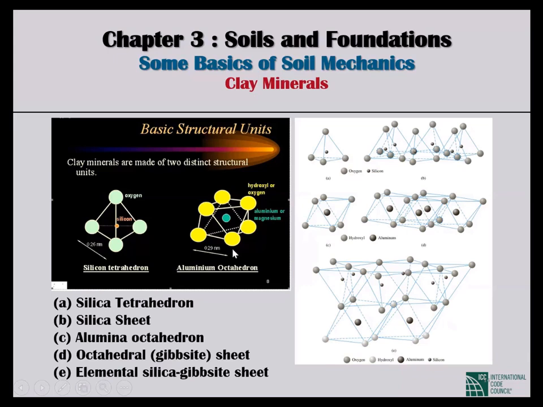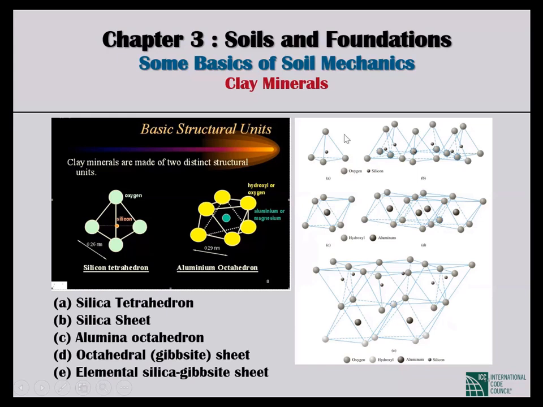Another one is the aluminium octahedron. The inner one is aluminium or magnesium, and the outer ones are hydroxyl. So this is the formation of clay mineral, how it is formed. The tetrahedron is the unit. Would you follow me? Several units form a sheet, and several sheets make a clay particle. So it becomes complex and complex.